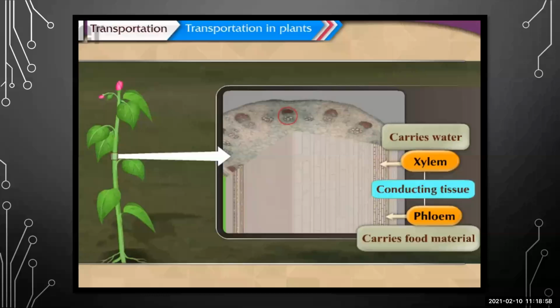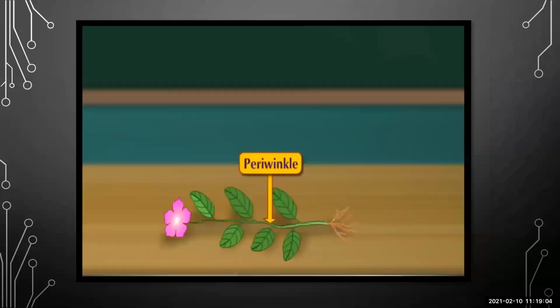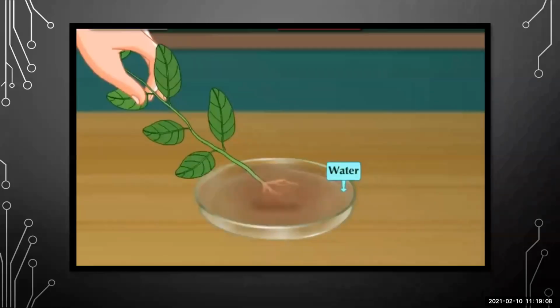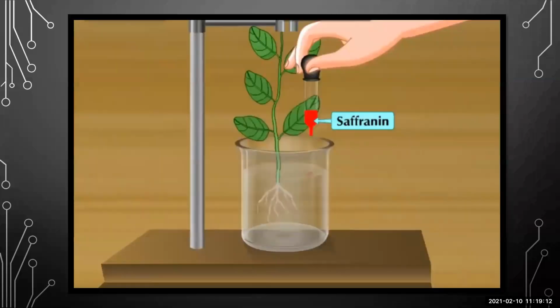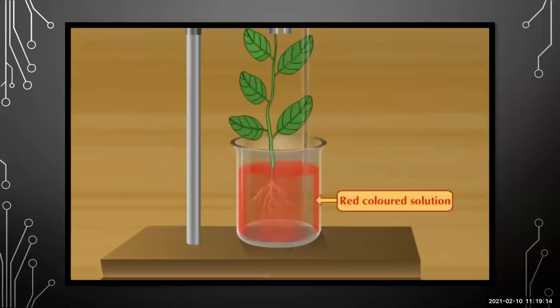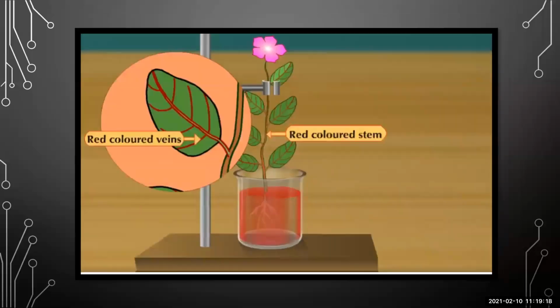So there are two conducting tissues in plants. One is xylem and the other is phloem. Xylem conducts water and minerals, and phloem conducts the food material. We have seen this experiment where the periwinkle plant roots have been washed and then dipped in a beaker containing water with safranin or eosin dye, which will become red in color.